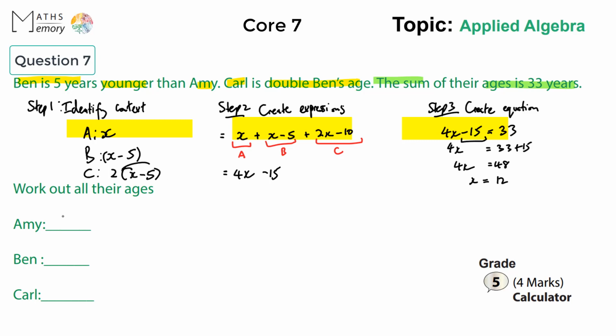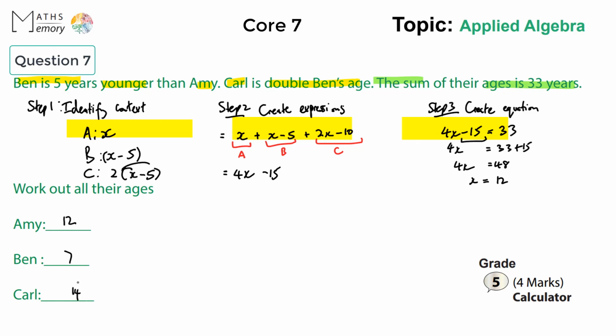Once you have that, we can work out the respective ages. x is 12, so Amy is 12 years old. Ben would be x minus 5, so he would be 7. And Carl would be double Ben's age, 14.